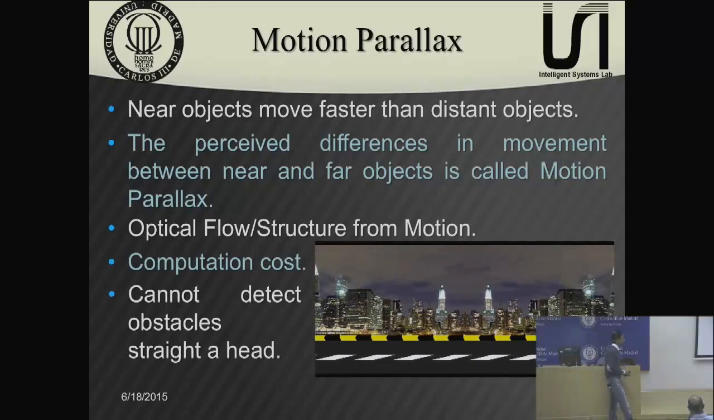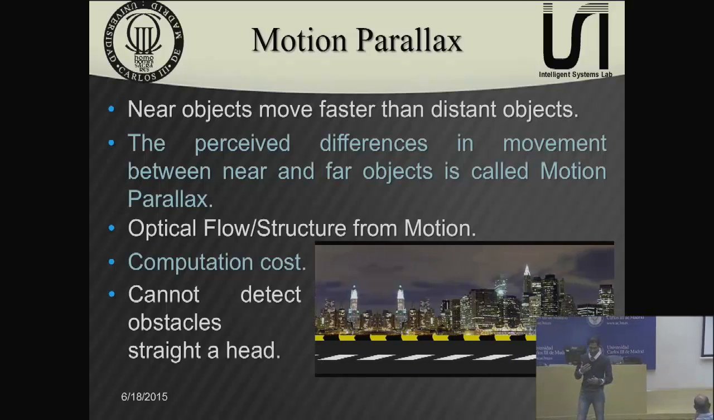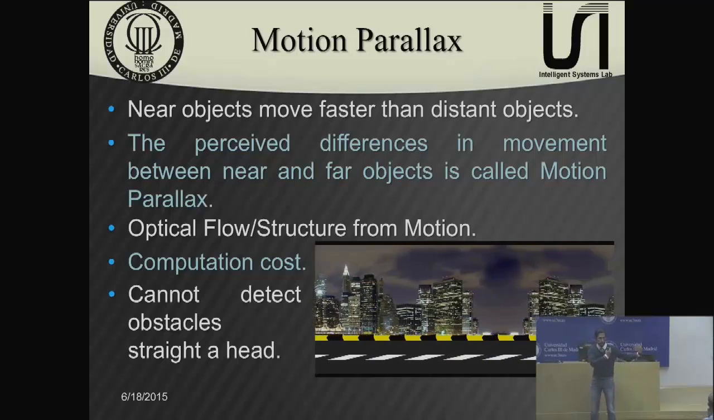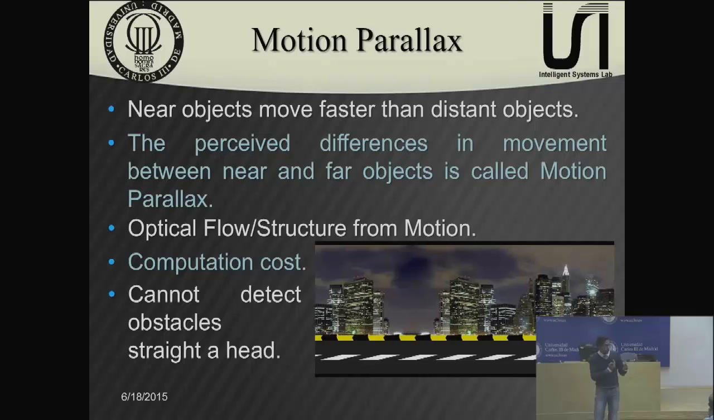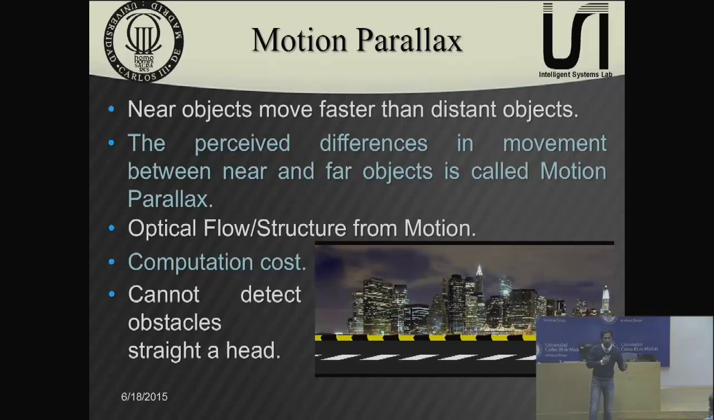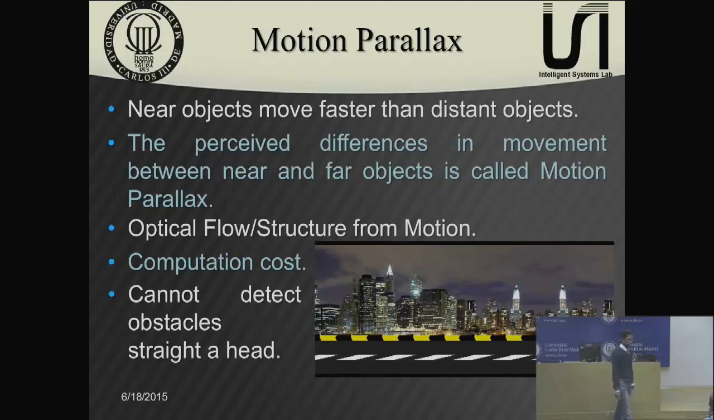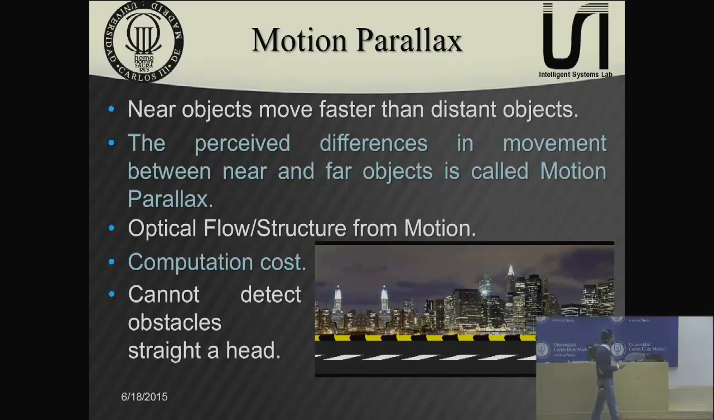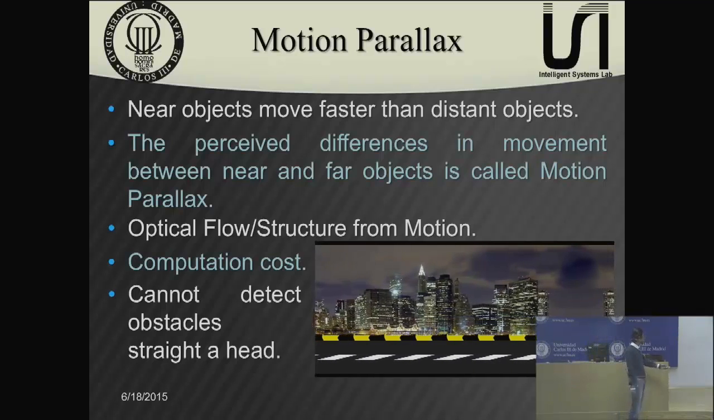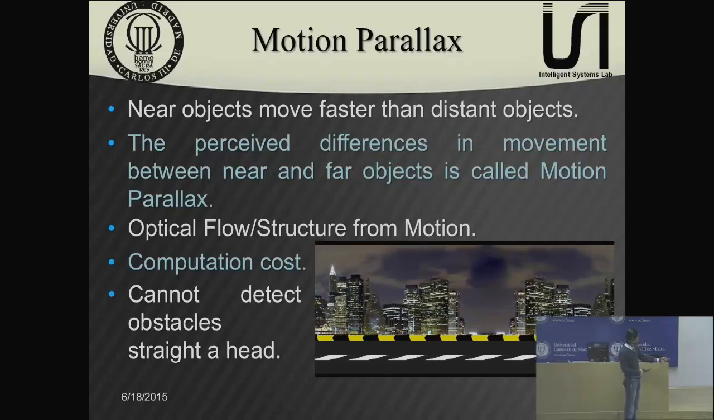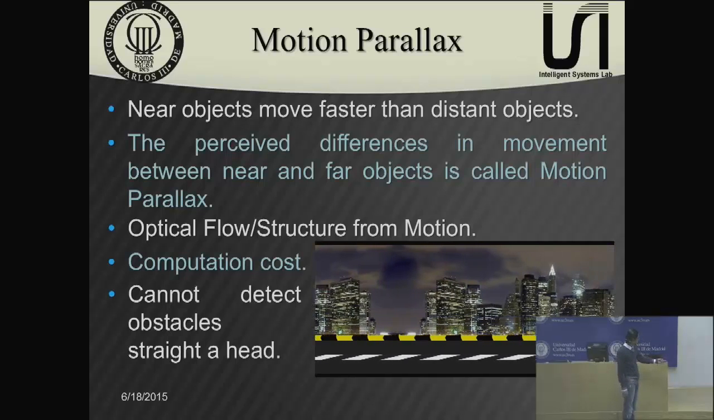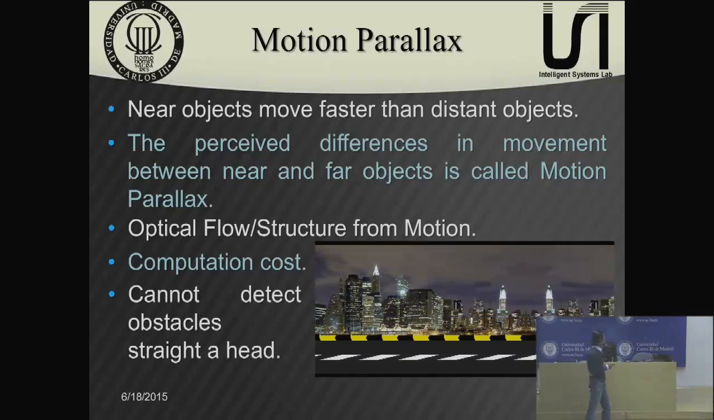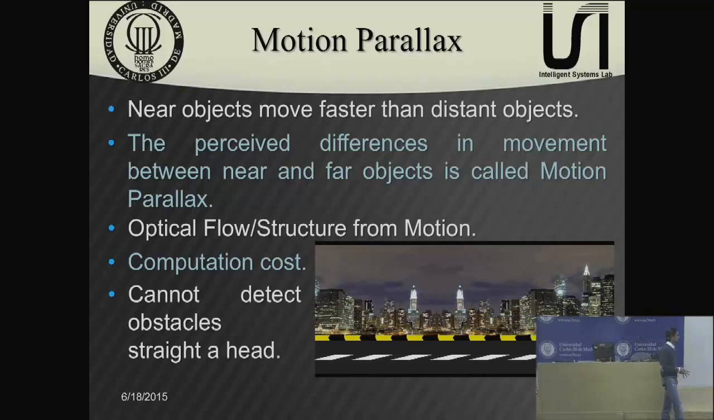Motion parallax is the phenomenon that, imagine we are in a car looking outside, we see the moving objects. The movement of the closer objects is faster than the farther ones. The difference between these movements we call motion parallax. As we can see here, the buildings are far, so they move slowly, whereas this one is moving fast. An example of this is optical flow or structure from motion.